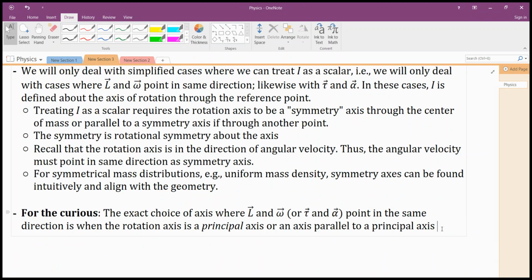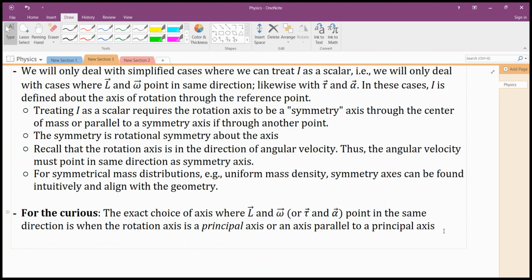So that's it. That's what you need to treat moment of inertia as a scalar. You need the rotation axis to be along a symmetry axis. You need the angular velocity to be along a symmetry axis, and then you can do it. If you're curious, symmetry, although it is a consideration, isn't the main thing. The thing that will exactly allow for treating moment of inertia as a scalar is when the rotation axis is a principal axis, or an axis that is parallel to a principal axis.